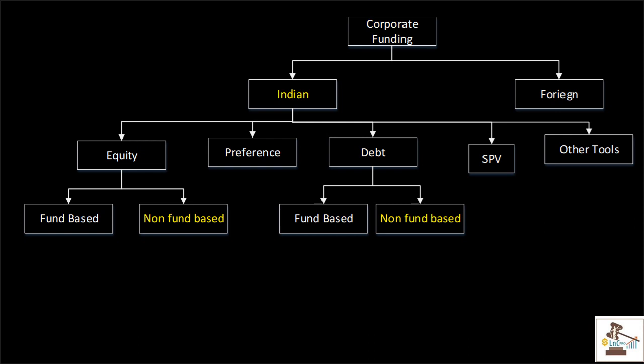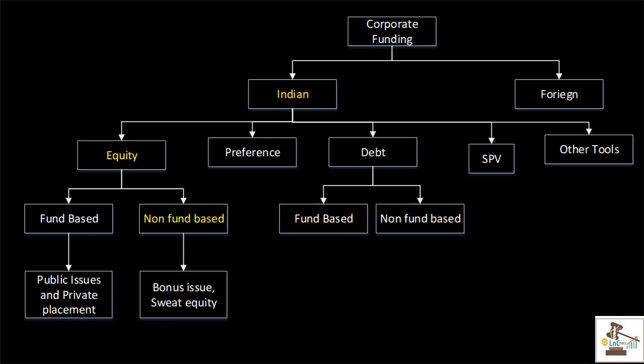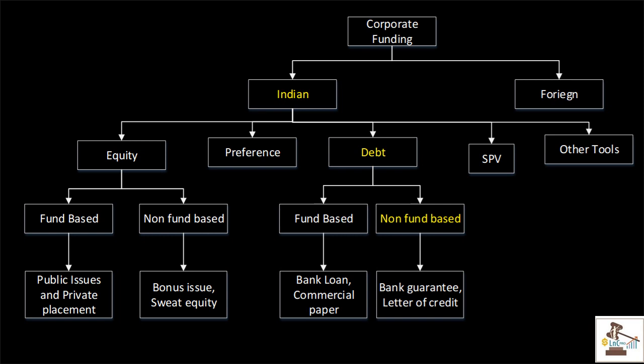And cash flows are contingent on the happening of a certain event. Examples of equity fund-based sources are public issues and private placement of shares, where the company receives either cash or non-cash consideration. Examples of equity non-fund-based sources are bonus issues and sweat equity issues, where the company does not receive any consideration. Similarly, examples of fund-based debt funding are bank loans and commercial papers, and non-fund based debt funding is bank guarantee and letter of credit.